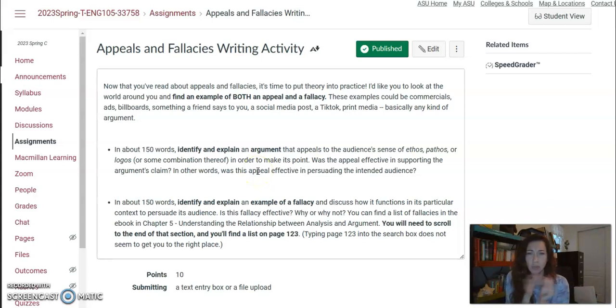I hope it makes sense. So what you're going to do is read about appeals and fallacies, and then I want you to find one in action around you. So maybe there's a tweet or a TikTok or something that's making an argument, and I want you to explain how the argument is appealing to ethos, pathos, or logos, or maybe one or more. Now keep in mind that people don't use ethos, pathos, and logos. You appeal to the audience's sense of emotion or logic, or the credibility of the author.